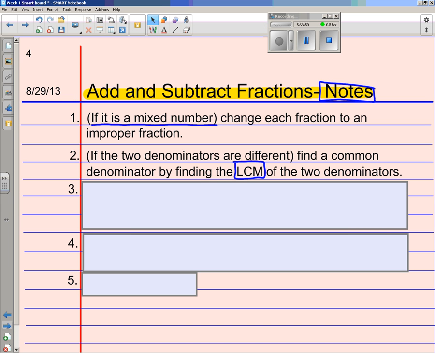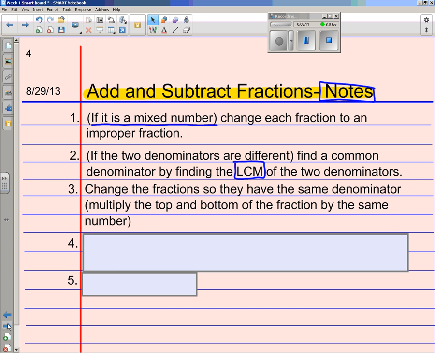Your third step in adding and subtracting fractions is to change the fractions so they have the same denominator, and you do this by multiplying the top and bottom of the fraction by the same number. This step right here is the step that usually mixes most people up. They really struggle with it. Most of my students can turn something into an improper fraction. Most of my students can find an LCM. Most of my students have difficulty with step number 3. When we go through the examples, I'm going to show you several examples of this step number 3 so that you are really, really clear on how to do it. That's the most important skill.